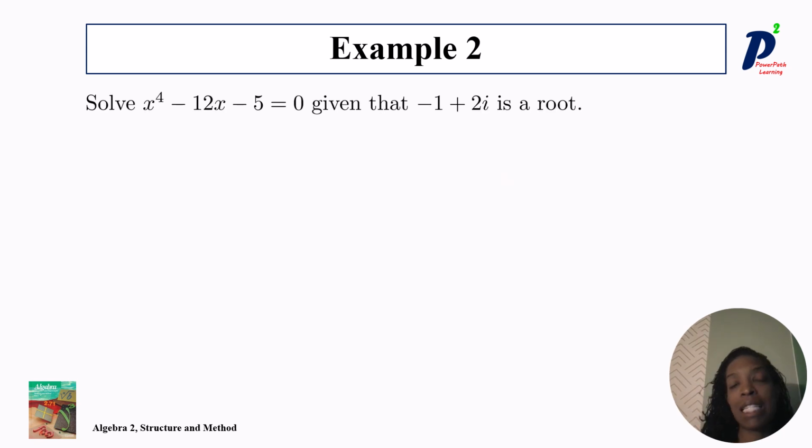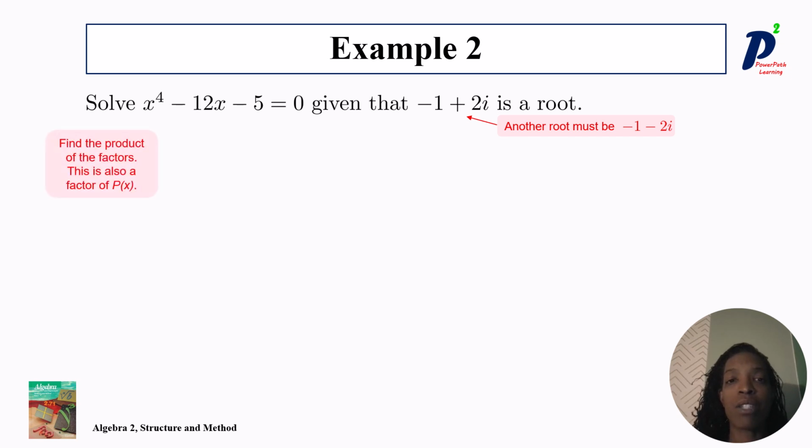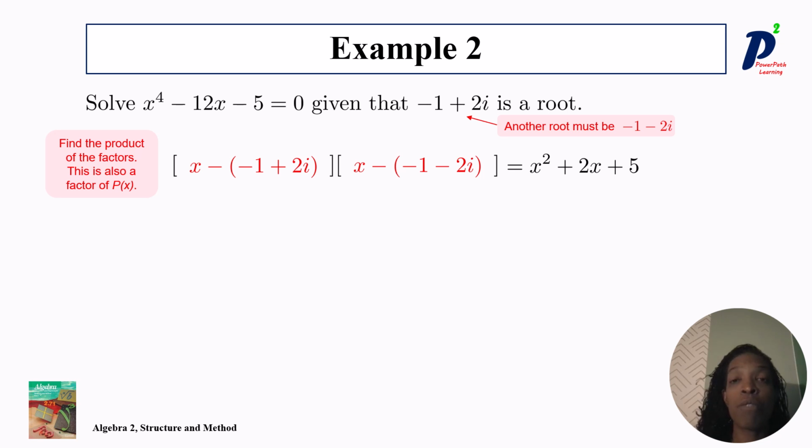For example 2, we need to solve a quadratic. Quartic? Remember, I always get this mixed up. x to the fourth minus 12x minus 5 equals 0, given that we have a complex root of negative 1 plus 2i. So like our previous example, we know right away that our conjugate root theorem tells us the other root must be negative 1 minus 2i. So next, I'm going to multiply these two factors. So negative 1 plus 2i and negative 1 minus 2i. Don't forget to subtract them from x. And I get x squared plus 2x plus 5.